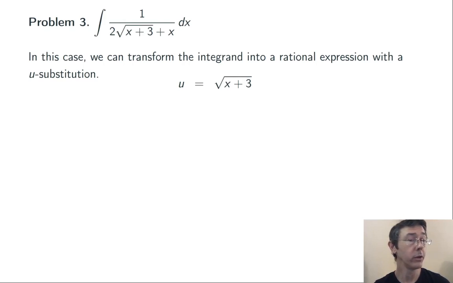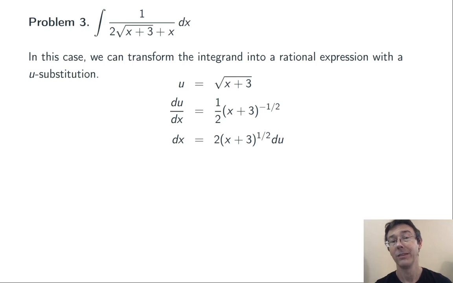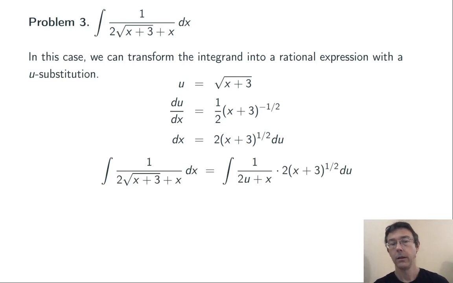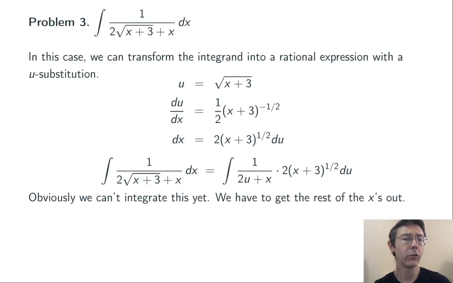Once I've chosen u equal to the square root of x plus 3, I differentiate both sides and solve for dx. dx is 2 times the quantity x plus 3 to the 1/2 du, so 2 root x plus 3 du. Substituting back in, I get this. Now, I can't integrate this right away. I can't integrate when I have two variables in my indefinite integral. I want to get the rest of those x's out.